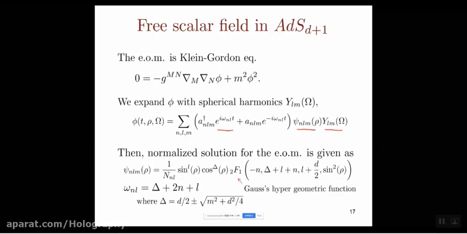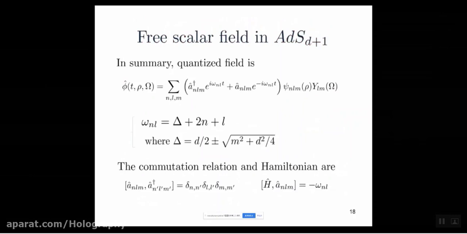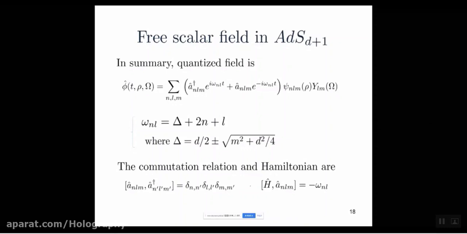The detail is not important for my talk, but what I want to stress is that we can determine it by the Gauss hypergeometric function, and the energy, or spectrum, of the theory is given by this one. And delta is, of course, a famous formula, determined by the mass and the dimension of the space. In summary, the quantum field is like this one, and the spectrum is this one. Then the commutation relation and Hamiltonian, since this is a free field, we can have this one, and then we can construct a Fock space. That is the quantum field theory for this free theory.